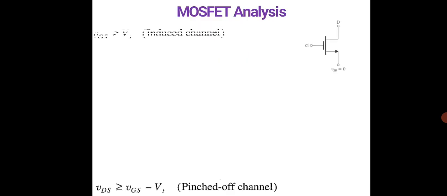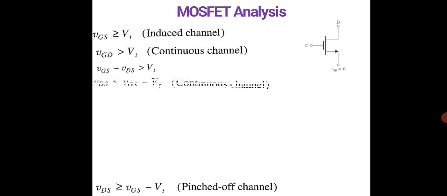So, MOSFET analysis. So here the various parameters, right? We know that a MOSFET involves three terminals: gate, drain and source. So VGS, that is your voltage of gate source, will be greater than or equal to VT, in case of an induced channel. In case of a continuous channel, the gate drain voltage will be greater.